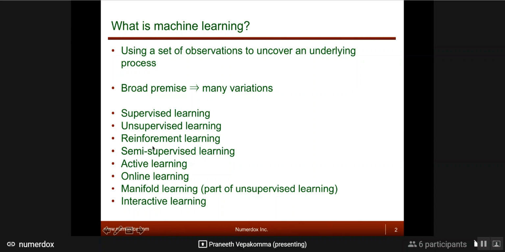Then there is reinforcement learning. This is very interesting in that a lot of video games use reinforcement learning. Basically, here the concept is you get feedback and you take action.